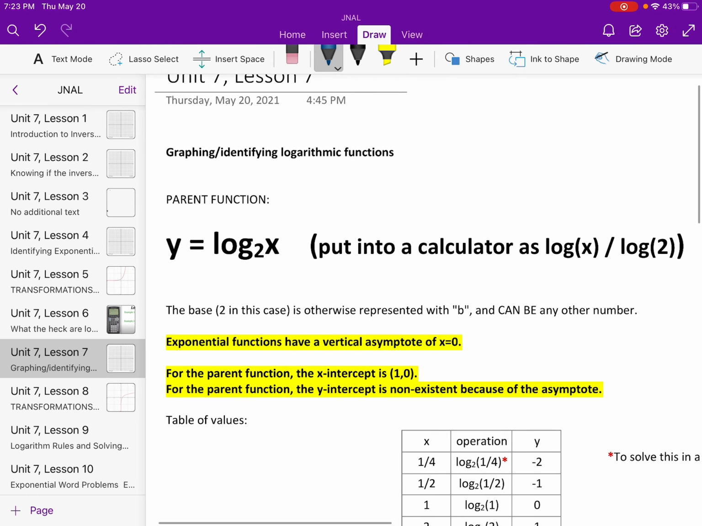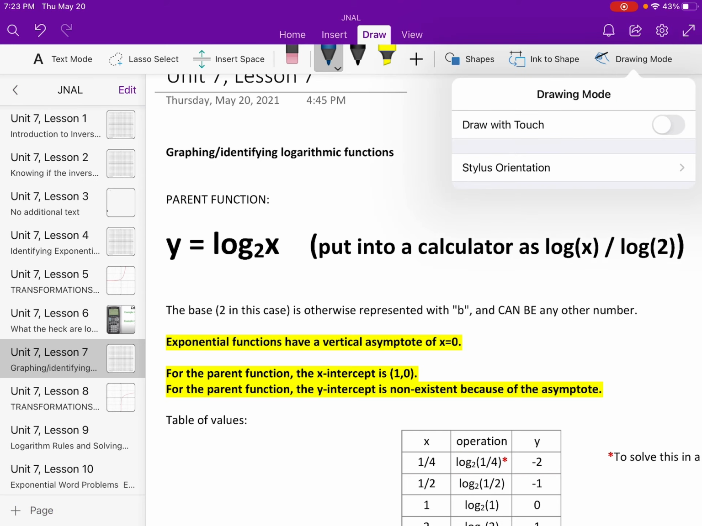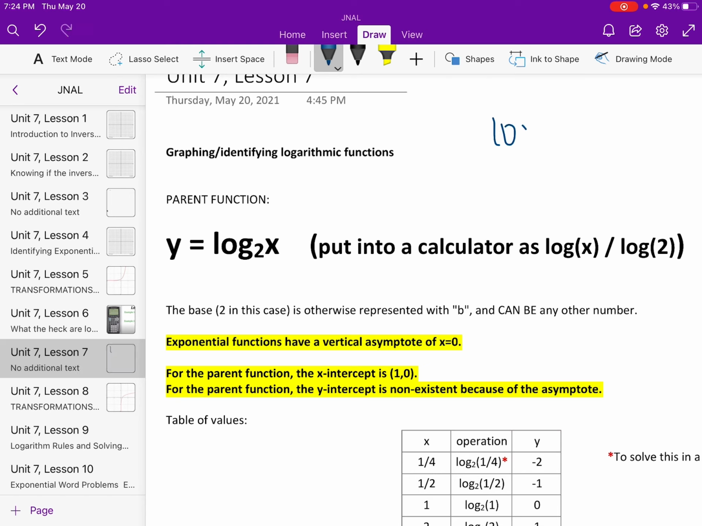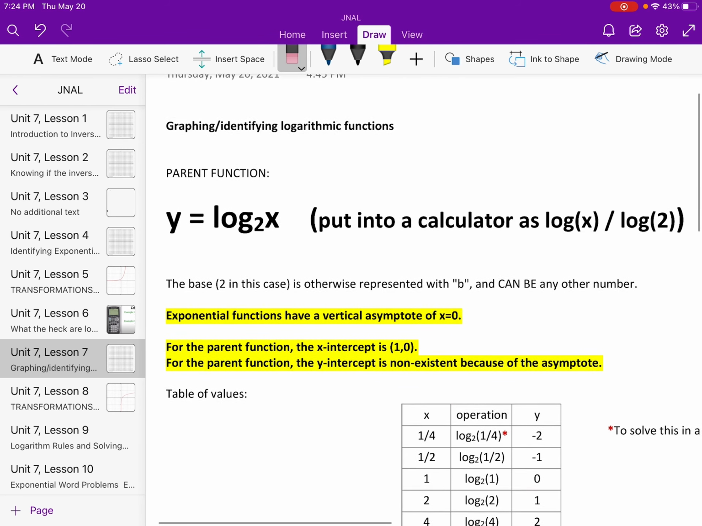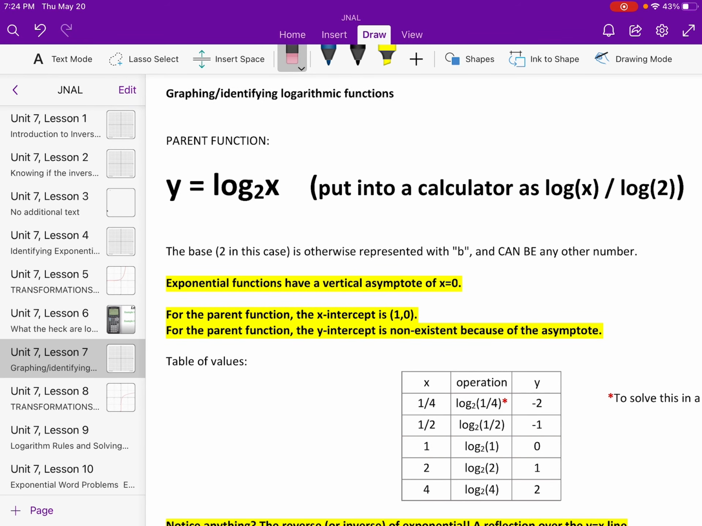And if you want to graph this in a graphing calculator, you'll notice that you can't graph this like this. You instead have to type it in as this. And that's what we learned in the last lesson, and we'll review more in the next lesson. So that's what we have so far. The base, which is 2 in this case, can be represented with b and can be any other number. So keep that in mind. It doesn't have to only be 2. It could be something else. And we'll learn about transformations in the next lesson.